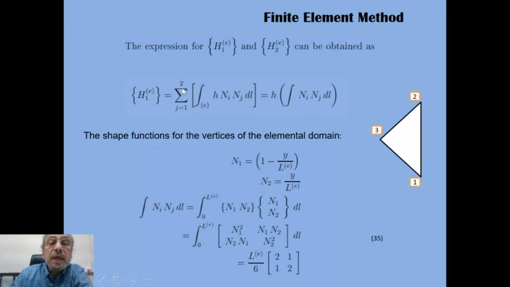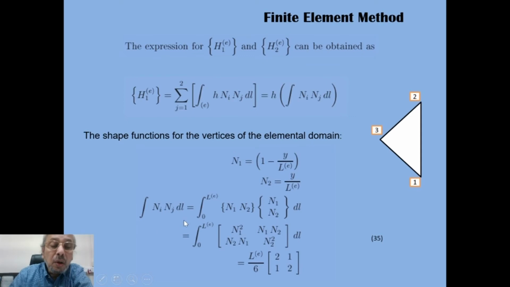So H1 is, as we said, the integral of h Ni Nj dl, and we can write N1 as 1 minus y by L, and then N2 will be y by L. These are the shape factors at points 1 and 2. If N1 is 1 minus y by L, N2 will be y by L, so that the summation of the shape factors anywhere on the segment has to be 1. That is a property of the shape factors.